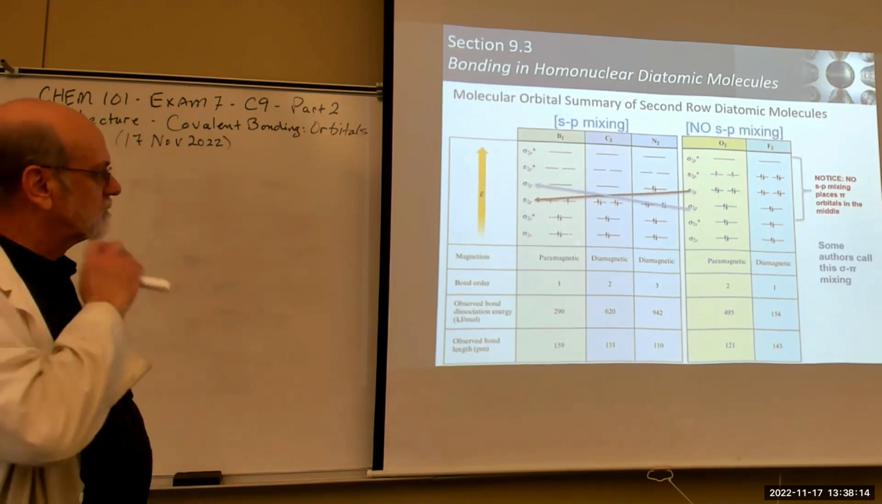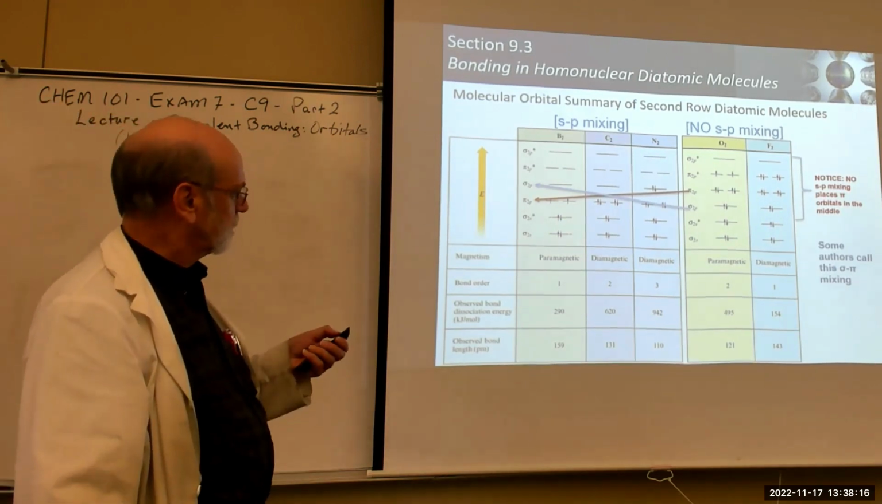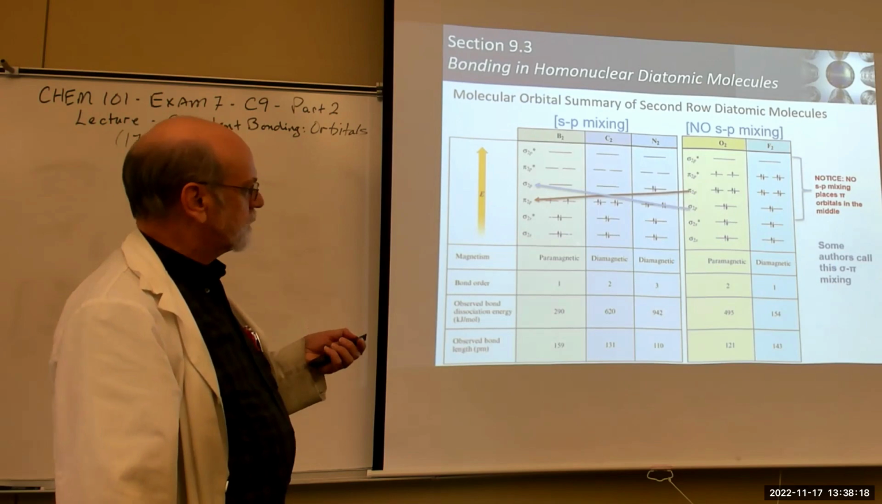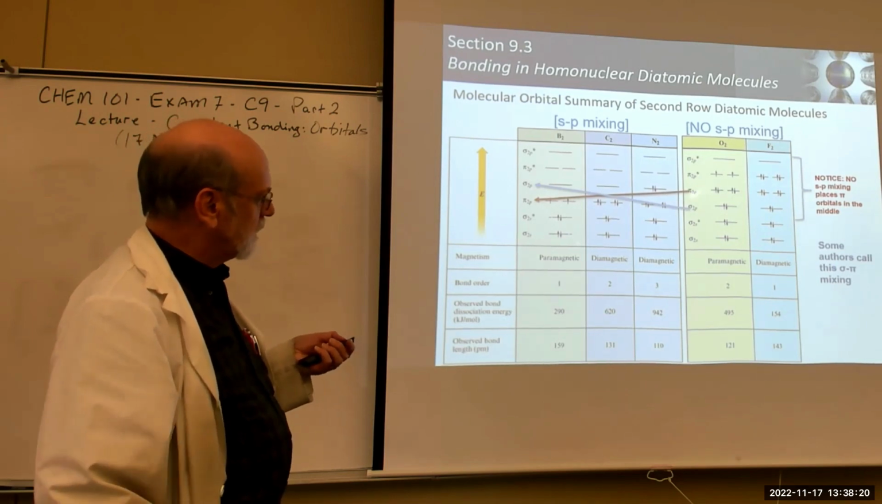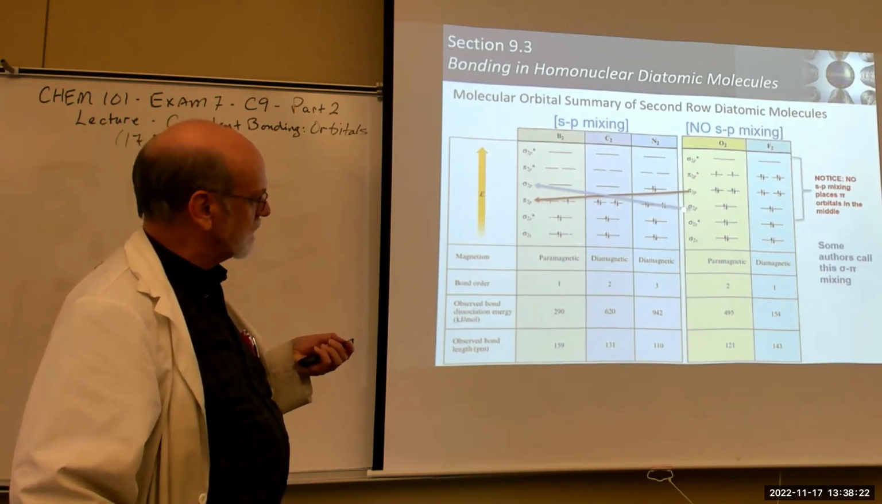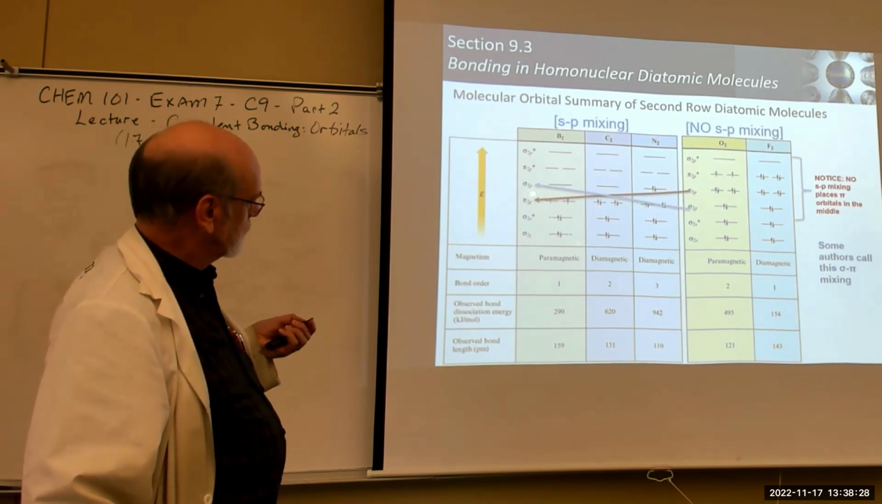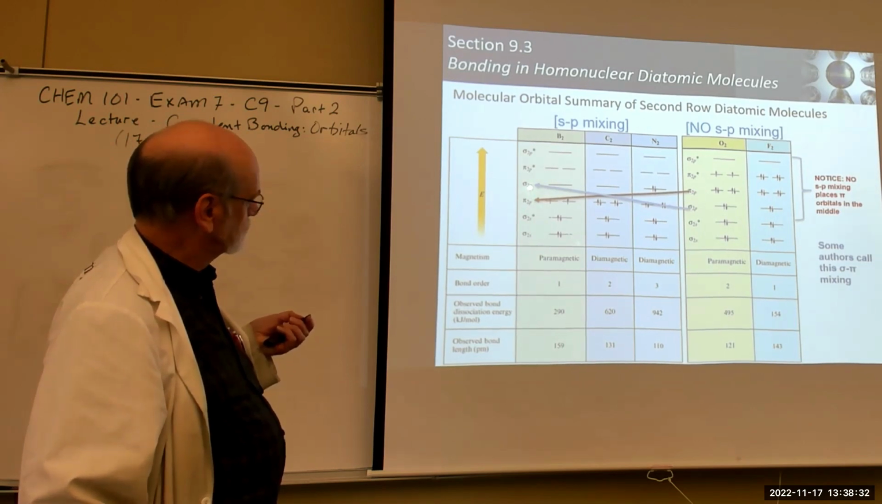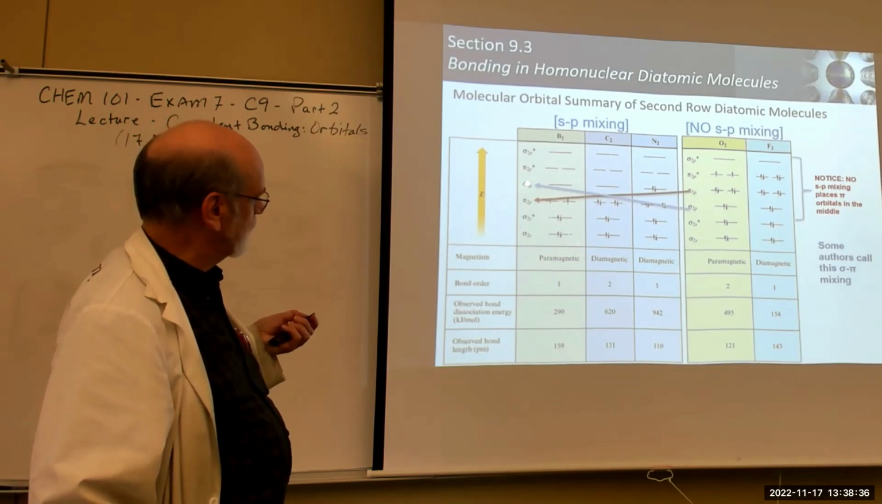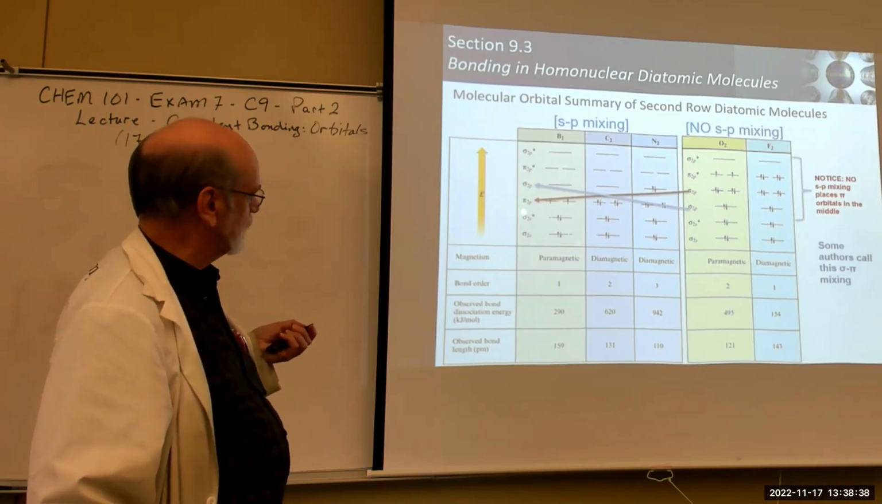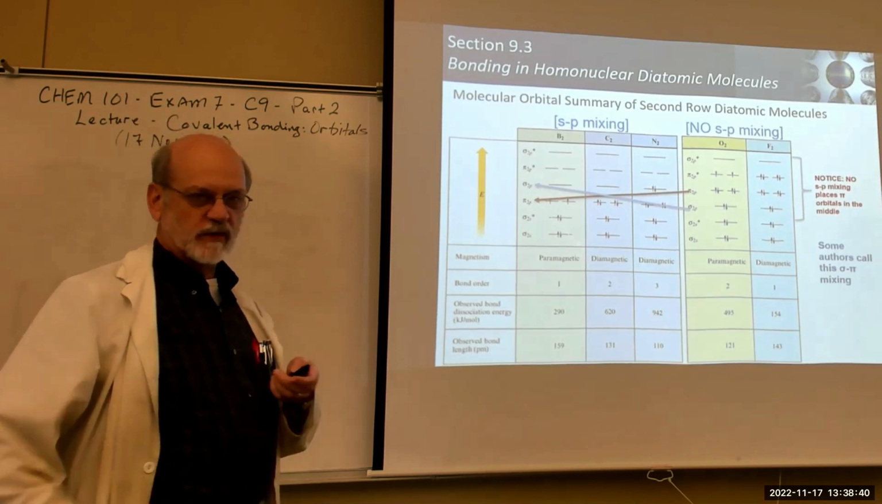Another way to look at it from a practical standpoint, with no sp mixing, the pi and the pi star are in the middle, and the sigma and the sigma star on the outskirts. But if there's mixing, you get the pi by itself and the sigma, and then the pi by itself and the sigma. It's another way of looking at it.